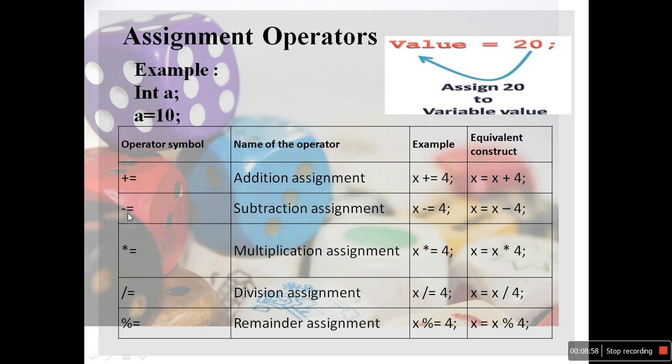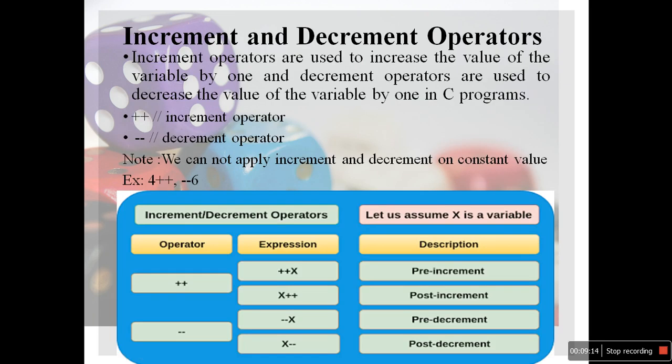Next is subtraction assignment. What is the meaning behind that? x minus equals 4. What is the meaning? We are subtracting 4 from x. Same for multiplication, same for division, and same for modulus. Okay. The most important operators are the increment and decrement operators.